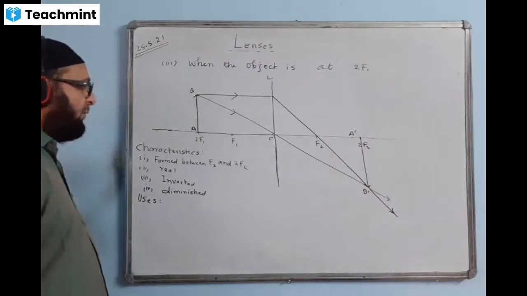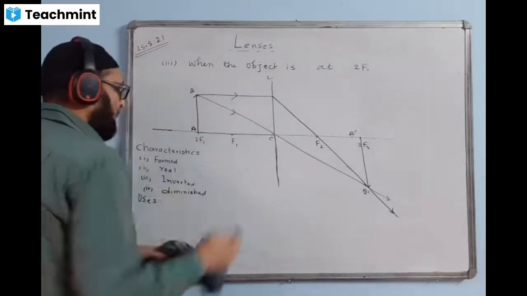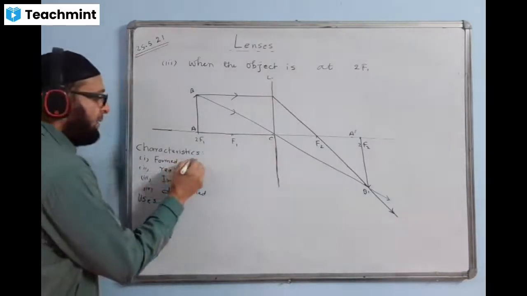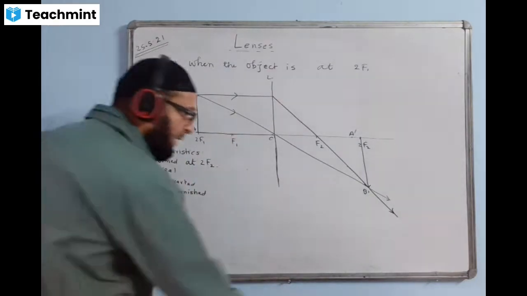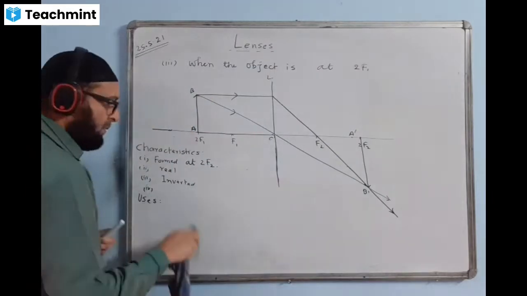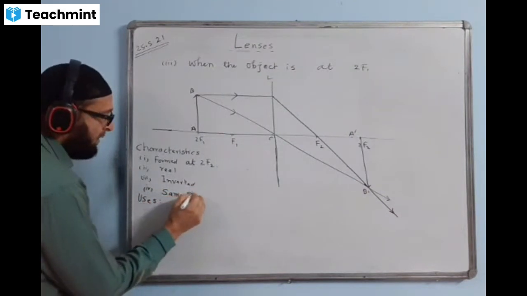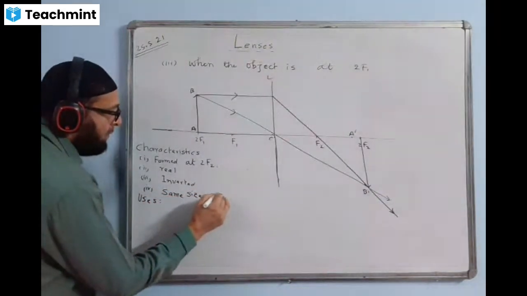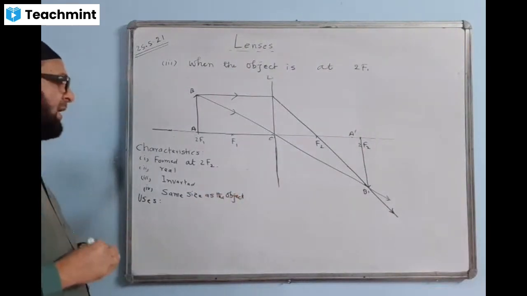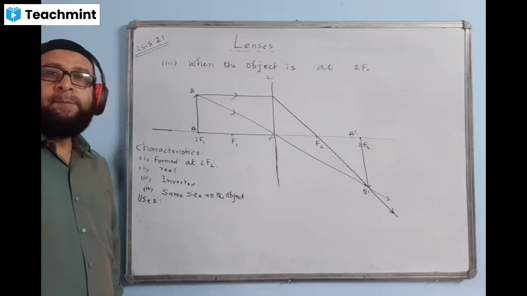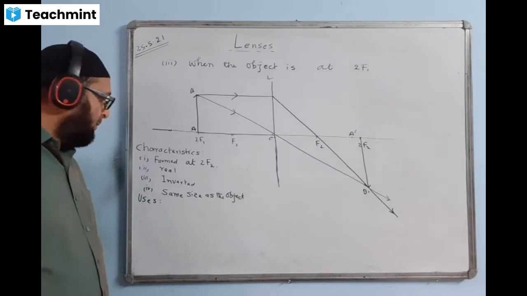Write down here, where is the image formed? We will write: formed at 2F2, exactly formed at 2F2, real, inverted, and the fourth point we write: same size as the object. In this case, the image will be of the same size, and an inverted image is formed.